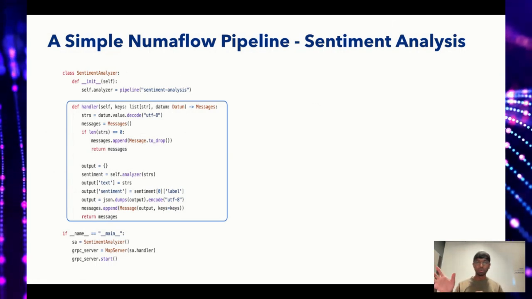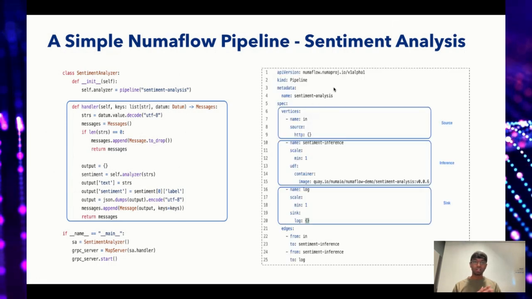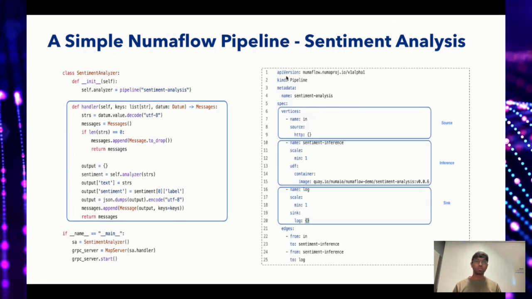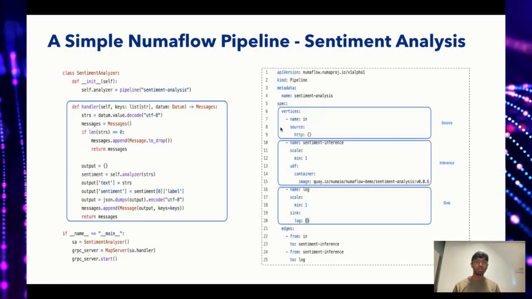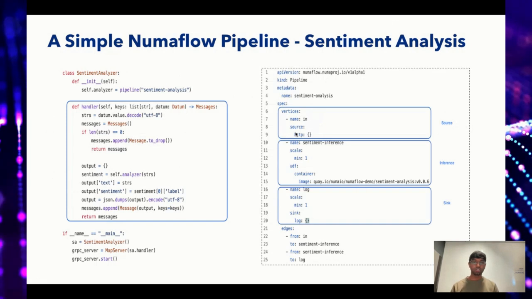Now, how does that pipeline spec look like? We saw that you have an input, you have an inference step, and then you have a sink, right? So here is how you define a pipeline within Numaflow. It's a simple YAML file where you have your vertices, like you are just saying that source. I'm just using a HTTP source for this example.